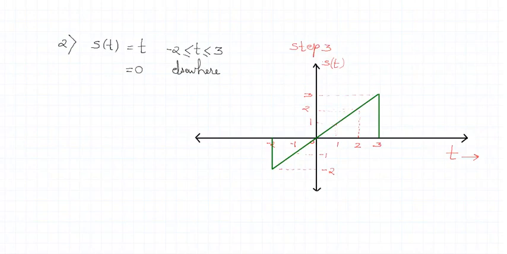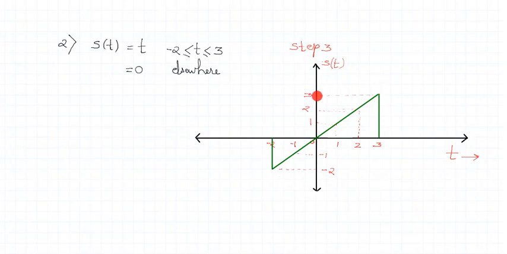So finally look how the signal looks like. In this particular step I have put the magnitudes also. Right? So at minus 2, the magnitude is minus 2. At minus 1, it is minus 1. At 0, it is 0. At 1, it is 1. At 2, it is 2.